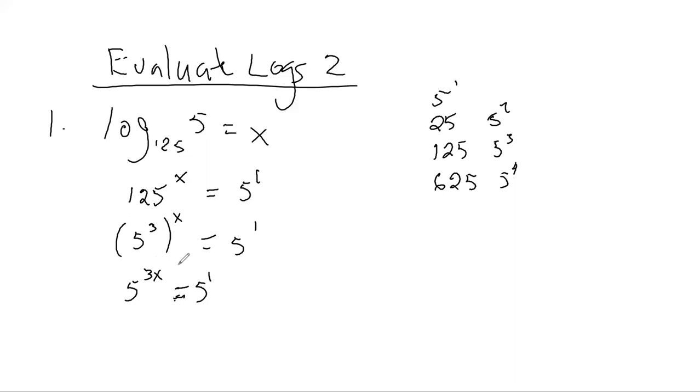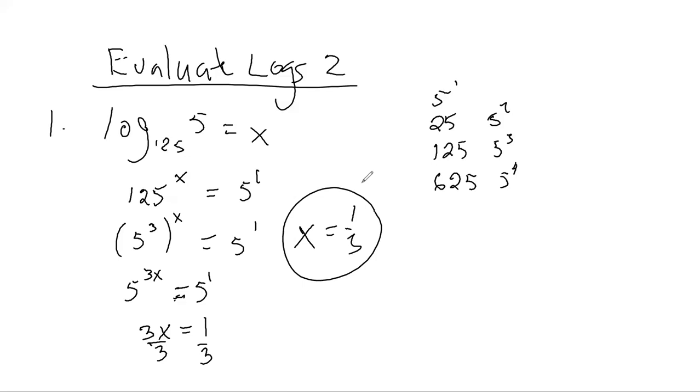So that means that we can get rid of the base and just change it to 3x is equal to 1. Last step is to divide by 3. So that means that x is equal to 1/3. And we can check. Does that make sense? Does 125 to the 1/3 power equal 5?